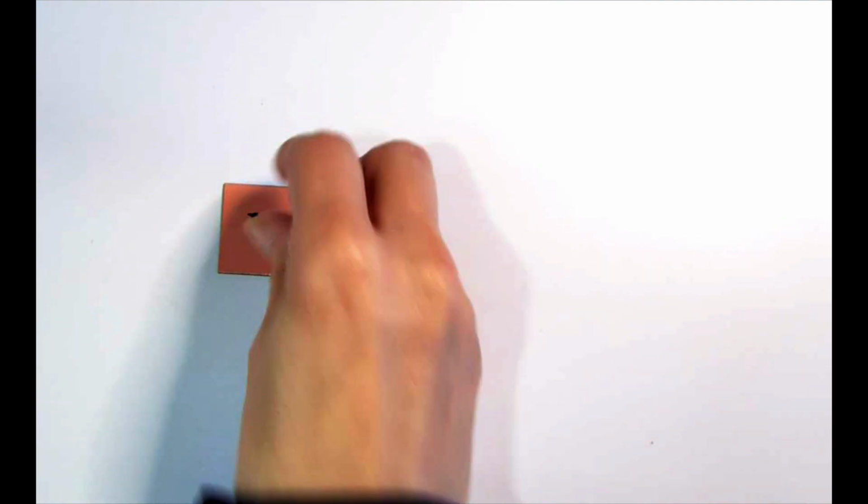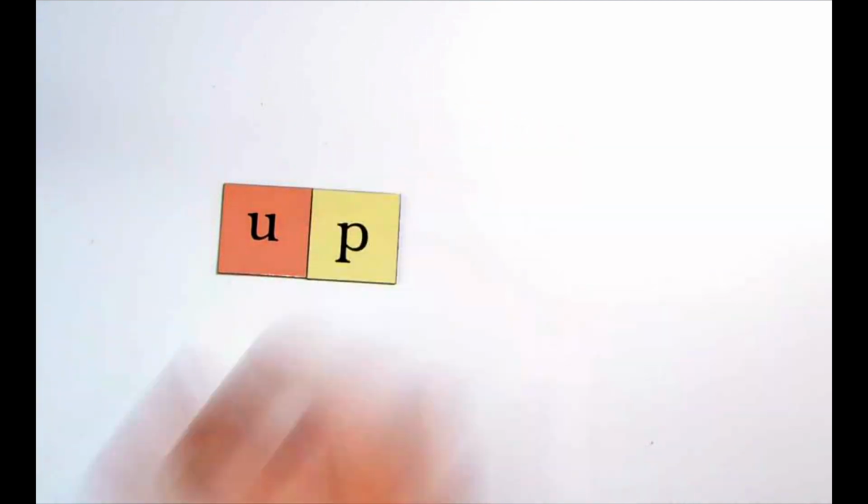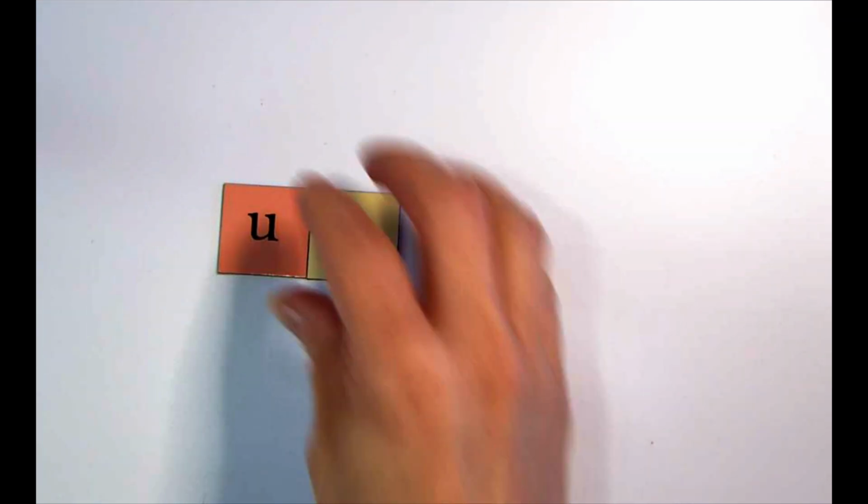All right, so our first word that we're going to build is upset. Let's clap that out. Upset. That is a two-syllable word. Now let's tap the first syllable. Up. Up. Up. So now let's build that word. Up. Now let's build the second part of the word. So our whole word is upset.